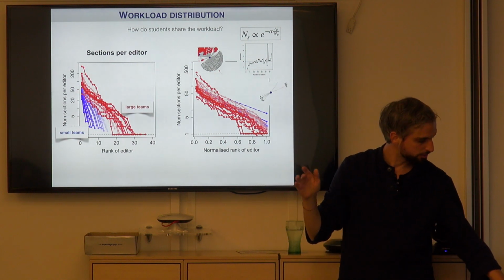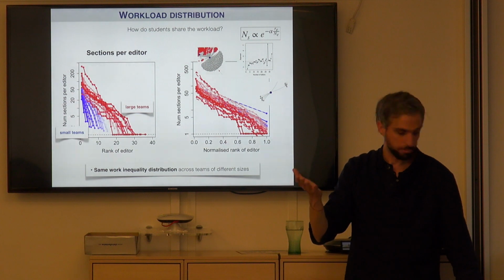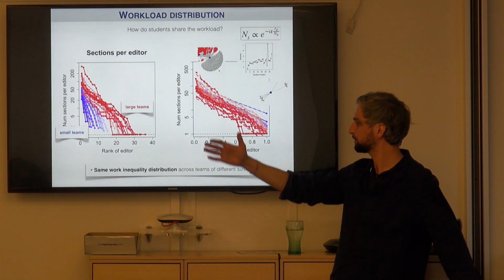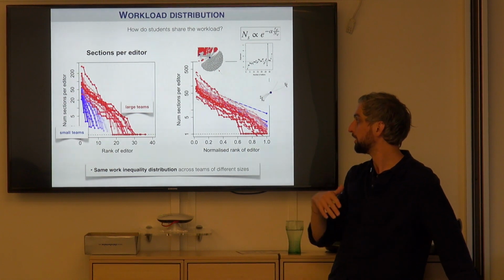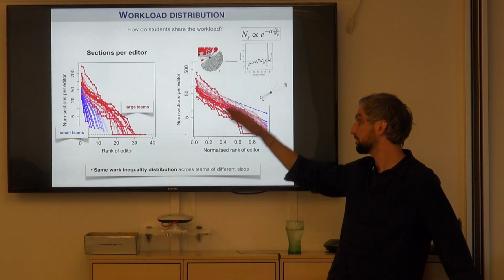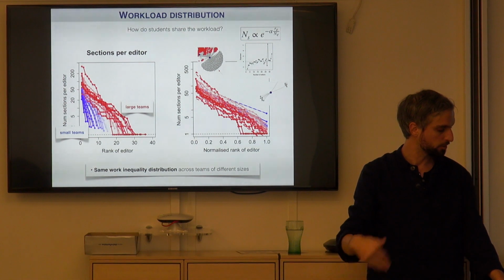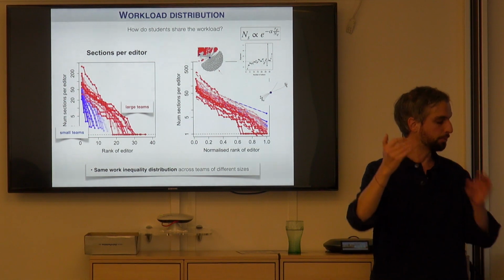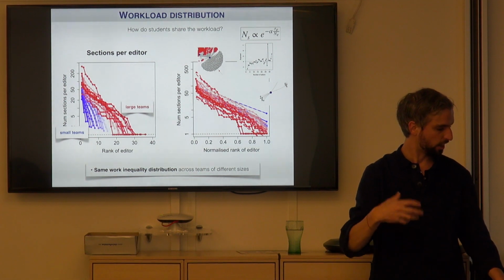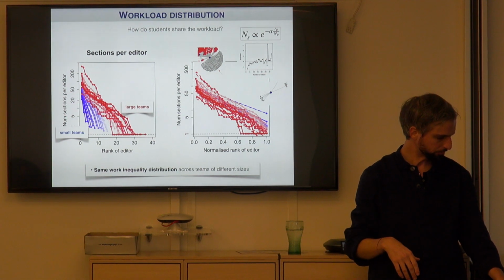So that hints at one aspect that looks shared across teams of very varying sizes: the work inequality distribution, where you have an exponentially decaying distribution as a function of your percentile of workload in the team.